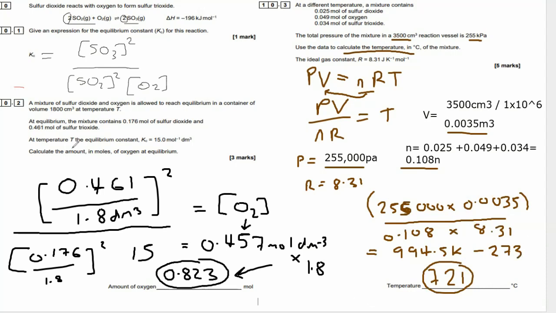And that's a lovely question for picking up marks. Practice, practice, practice is the way that you get good at chemistry A level. Once you've got these techniques down, these are like 3 marks.